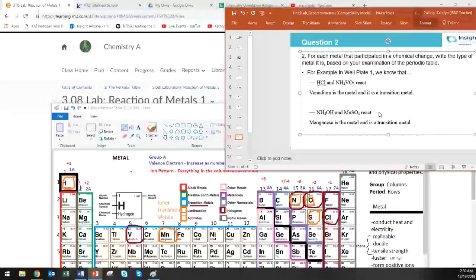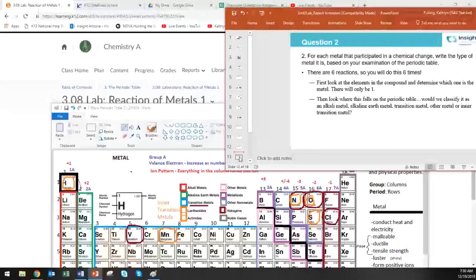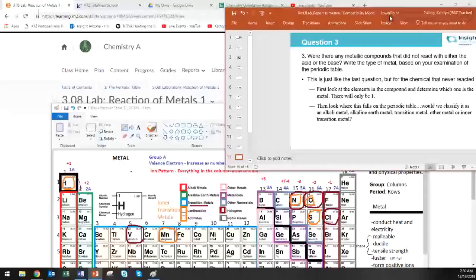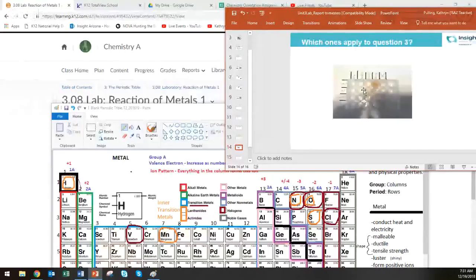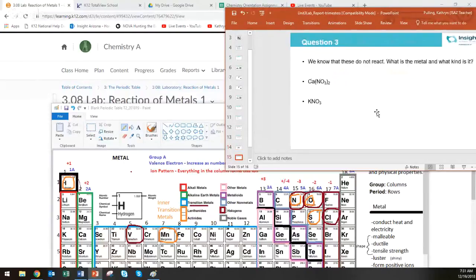So you will continue to do this process for all 6 reactants. All right, so question 3, very similar, except were there any compounds that did not react with either the acid or base? Write the type of metal based on your examination of the periodic table. This is just like question 2. It's for the ones that didn't react with either the hydrochloric acid or the ammonium hydroxide. So we're dealing with calcium nitrate and potassium nitrate. So see if you can identify the metals in these.